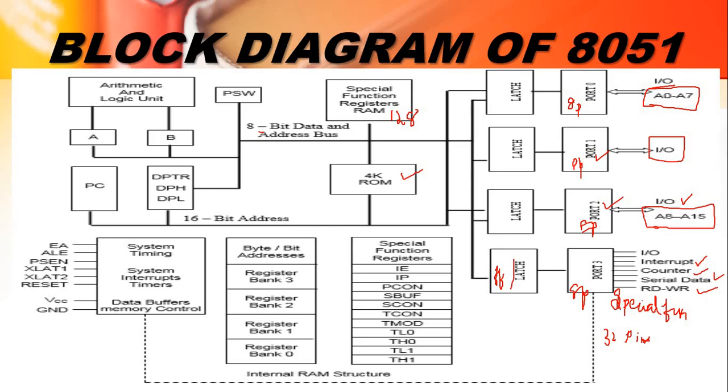Here are the special function registers. In total we have 21 special function registers, but here we have shown only 11 internally. IE is the interrupt enable register, IP is the interrupt priority, PCON is the power control, SBUF is the serial buffer, SCON is the serial control, TCON is the timer control, and TMOD is the timer mode register, which is for counter and timer mode. And this is a register bank.